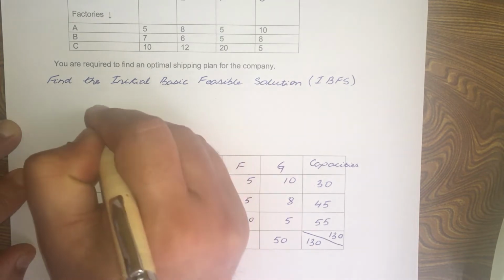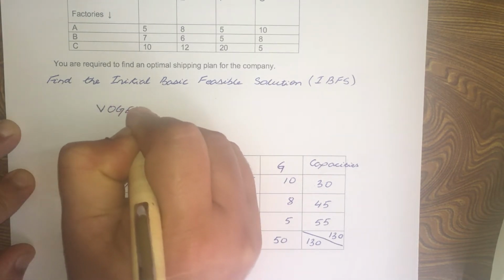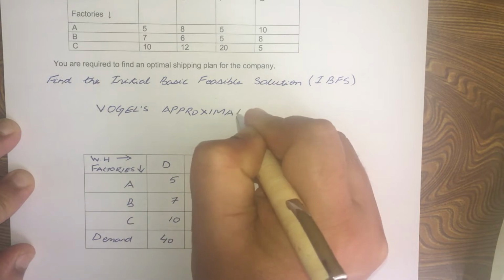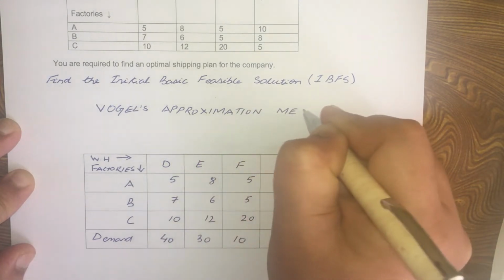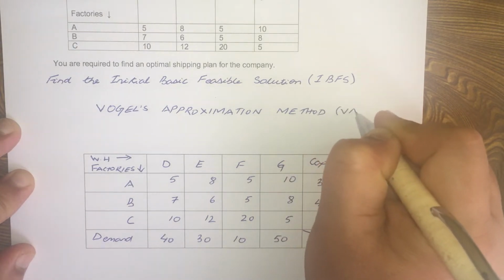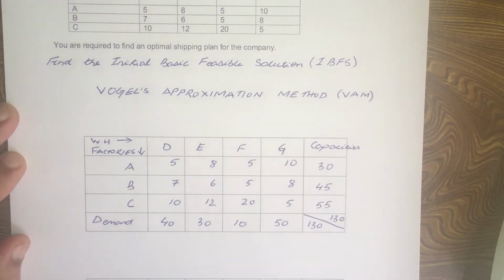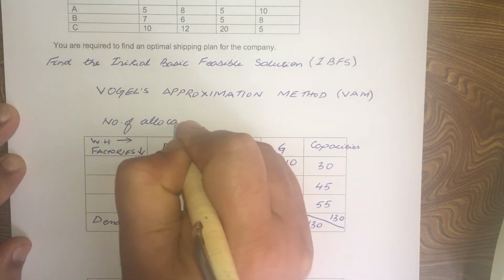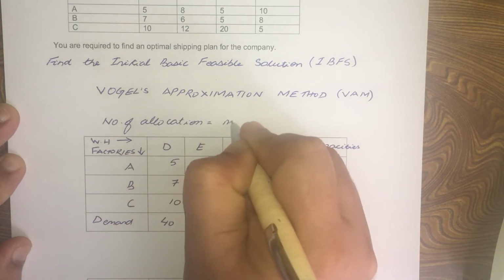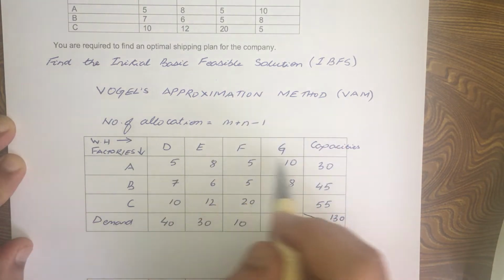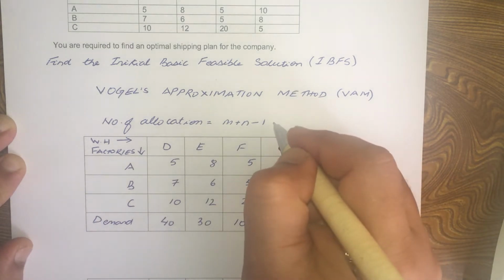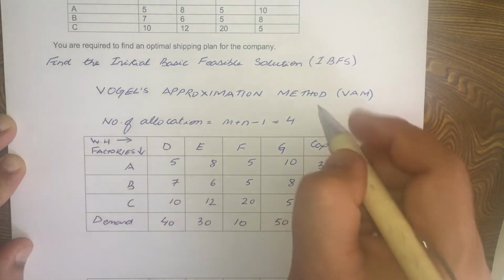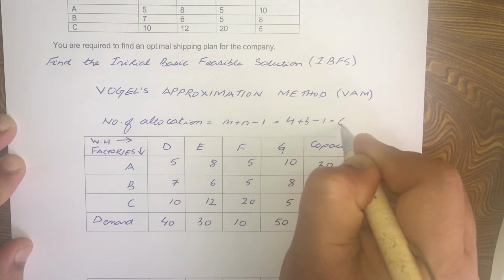So we are going to use Vogel's approximation method. In short, just call it VAM. Okay, and also we have to see what should be the number of allocations here. It is equal to M plus N minus 1. What is M? M is the number of columns, N is the number of rows. So columns, there are 4 columns, 1, 2, 3, 4, 3 rows A, B and C. So 4 plus 3 minus 1 equal to 6 allocations.